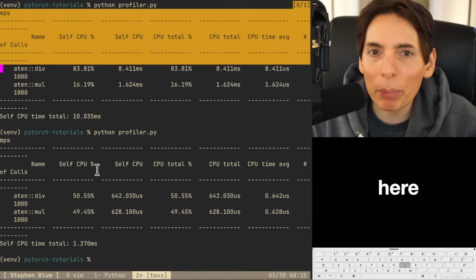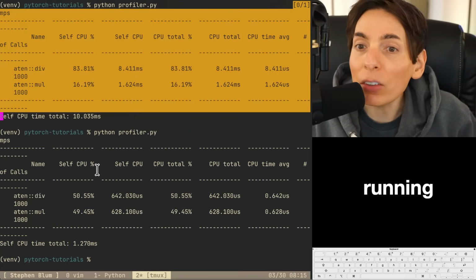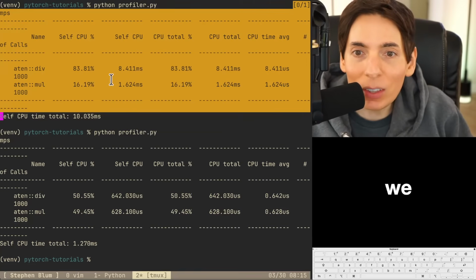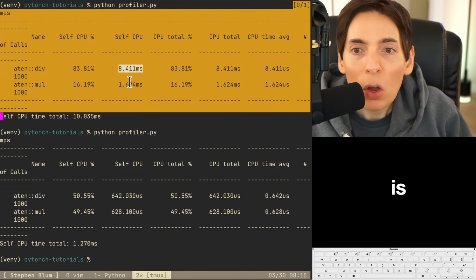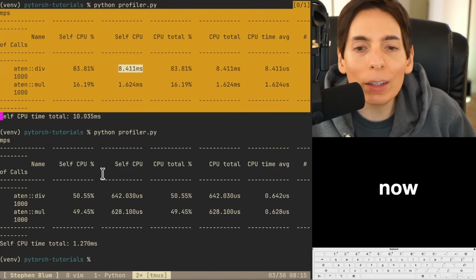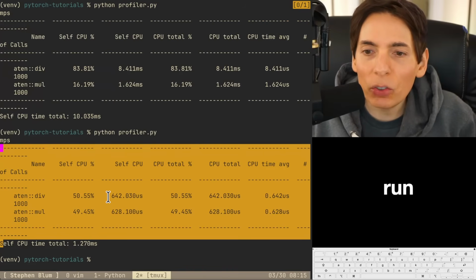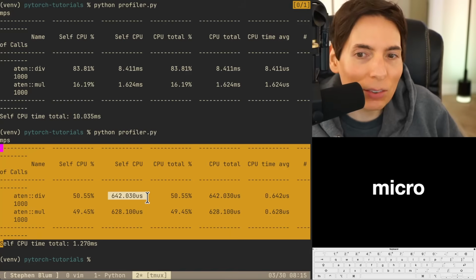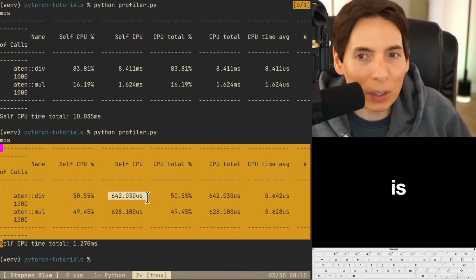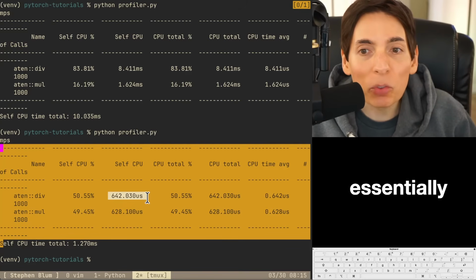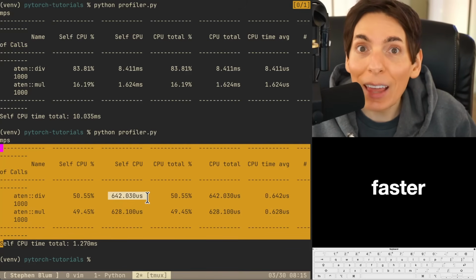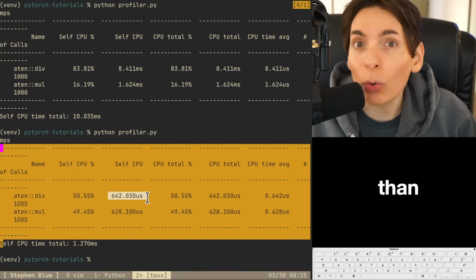You see here at the top of the screen, we're running an MPS benchmark, and we see the time it takes for division is 8 milliseconds. Now we go down to the bottom, and this is a CPU run, and you see that now we're in microseconds, which is essentially 10 times faster. Look at that. The CPU is faster than the graphics accelerator.